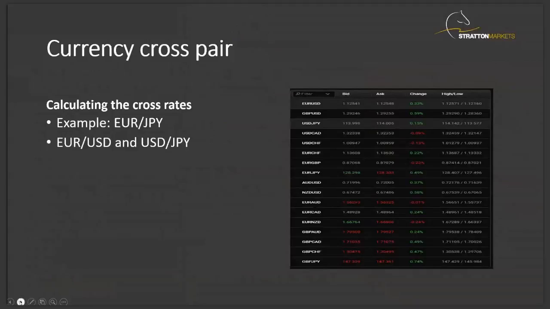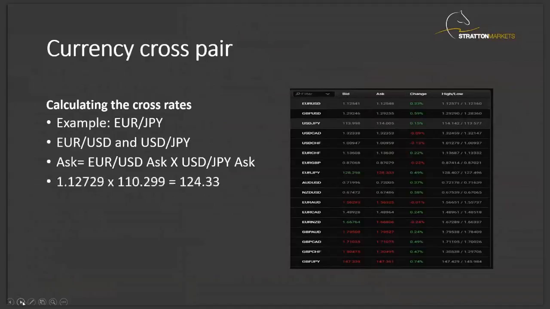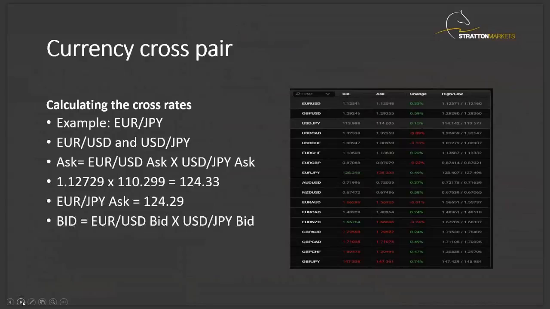We get the ask of the Euro dollar times the US dollar Japanese yen ask. So take the asking price of the Euro dollar, times it by the dollar Japanese yen asking price, and that would give us the ask of the Euro yen. For the bid, we would take the Euro US dollar bid times it by the dollar Japanese yen bid, and that would give us the Euro Japanese yen bid as well. So as you can see, it's all really linked to the US dollar. But like I say, that's how you would calculate it. Like I say, you don't have to do it because it's already done for you.